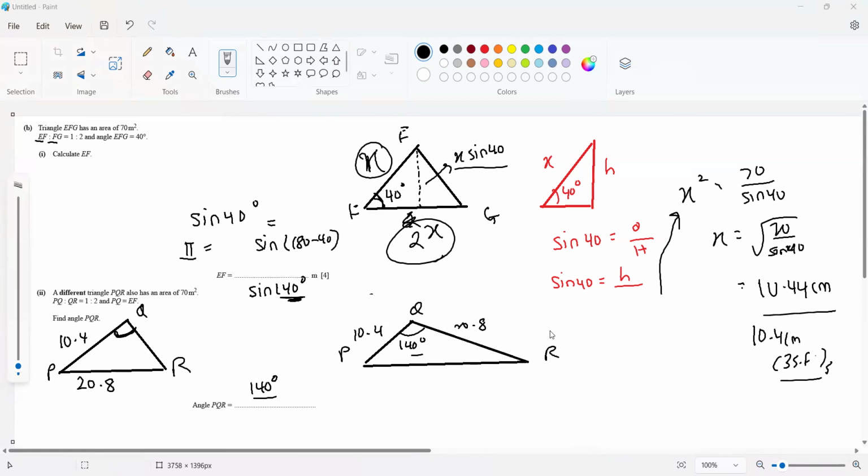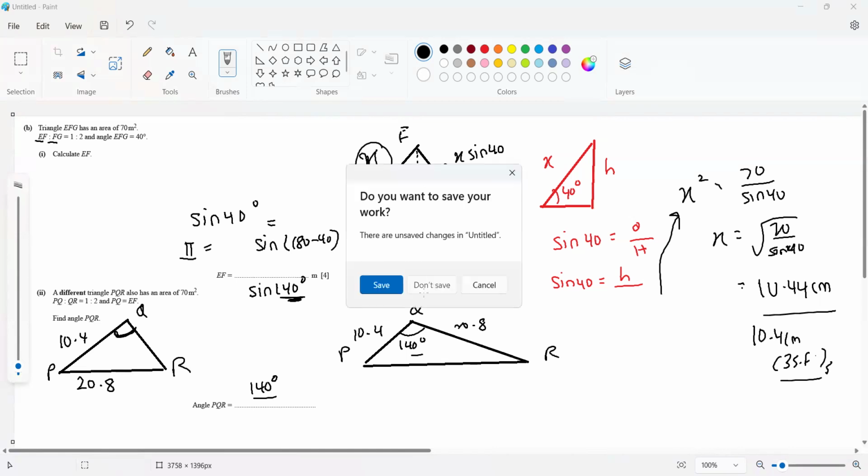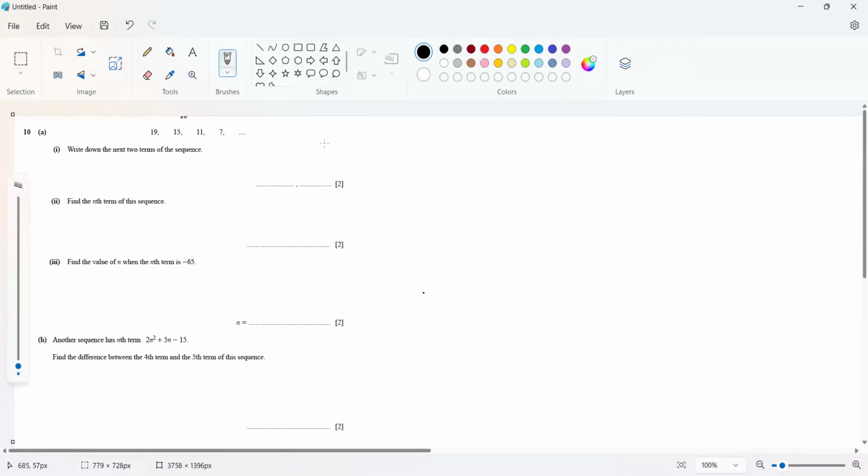So for our final few questions, starting from question number 10A. We have: write down the next two terms of the sequence. So from here, 19 to 15 is minus 4, 15 to 11 minus 4 again. So if you minus 4 one more time, that would be 3. And if you minus 4 from that, you will get negative 1.